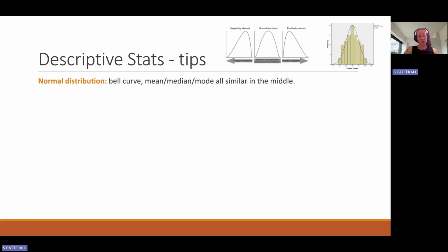And then a normal distribution is one that looks like this. So this is a bell curve. This means that the mean is in the middle. 50% of the scores on this side, 50% are on this side. And it's sometimes called a bell curve. So the mean, the median, mode are all in the middle of that one.